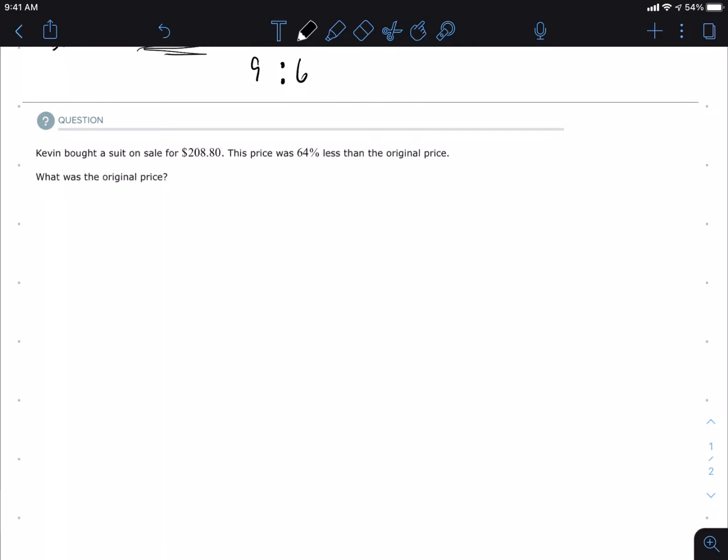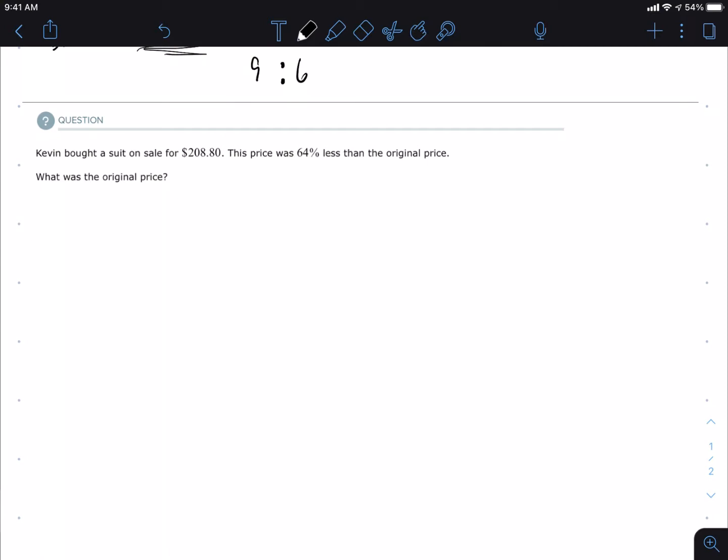So this one was, so we're finding what the actual price is of the problem here. So it's saying Kevin bought a suit on sale for $208.80. The price was 64% less than the original price. Okay, what was the original price? Now this is interesting.